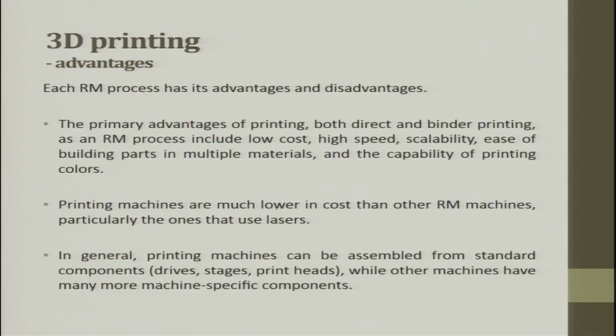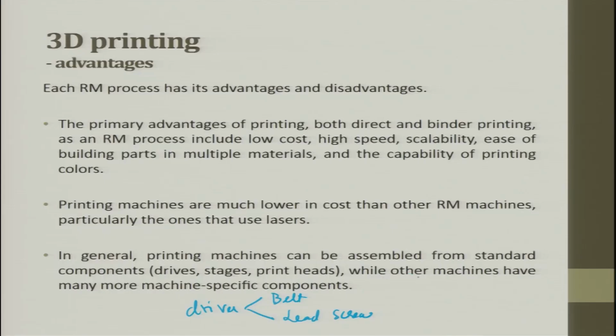The printing machines are much lower in cost than the other RM processes, particularly the ones that use lasers. In general, printing machines can be assembled from standard components, such as drives. When you talk about drives, there are two drives, as I told you earlier: the belt, and the other one is the lead screw. Then stages, then you have printing heads. So these are some of the building components which are already available commercially in the market. All you have to do is pick them up through online shopping according to your requirement, and then start customizing to get the required specification in your 3D printing, while other machines have more machine-specific components.